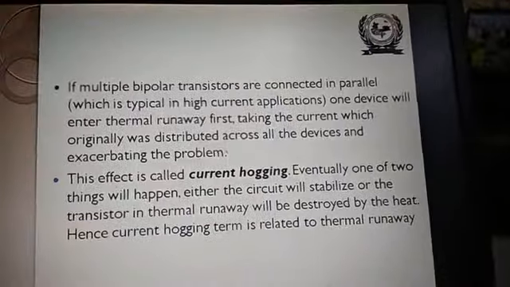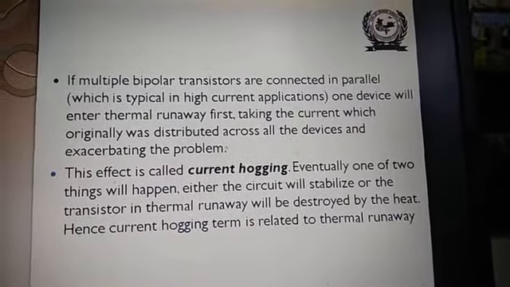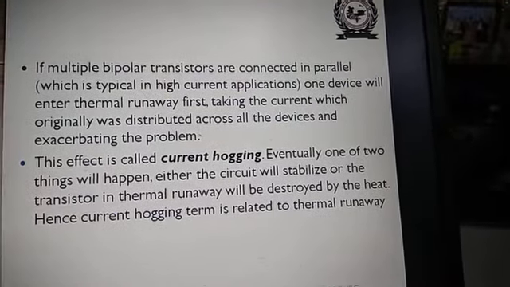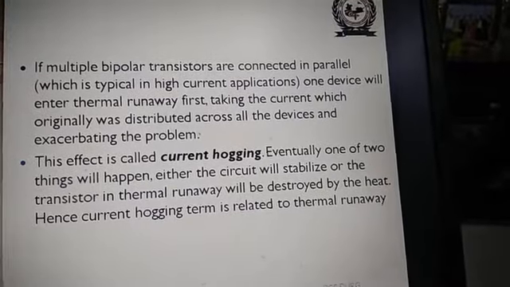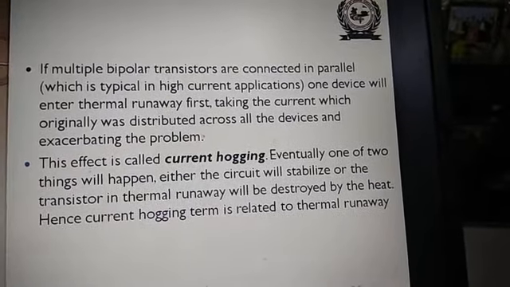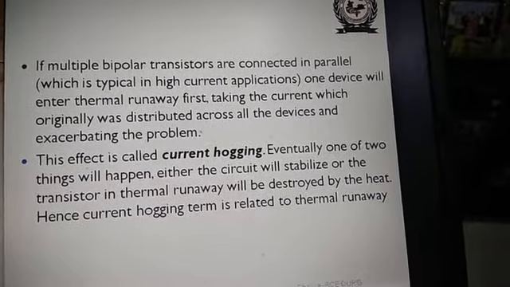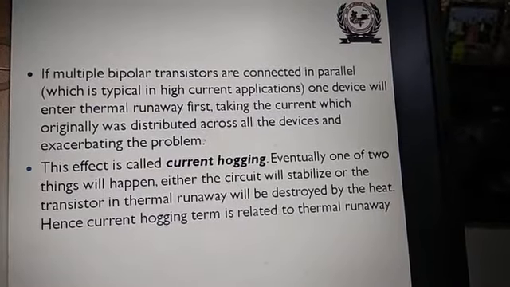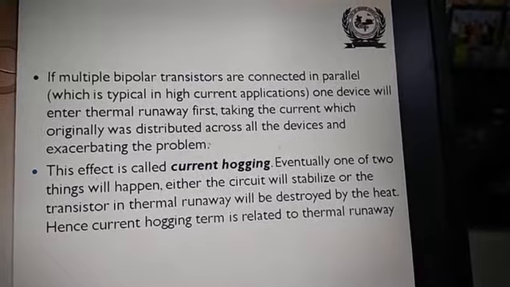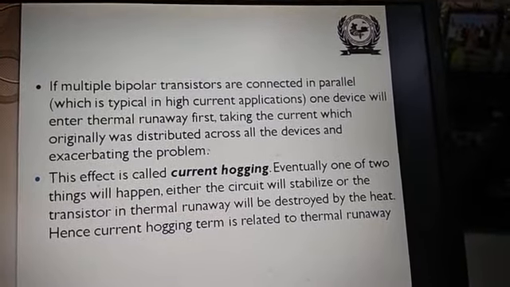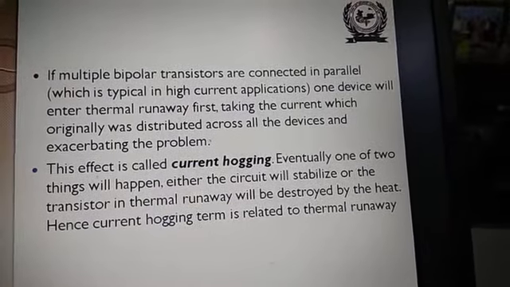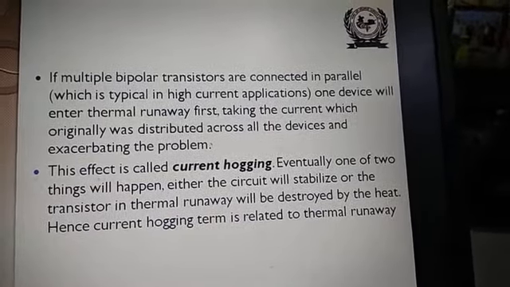So in short, I can tell what is thermal runaway. In thermal runaway, as the temperature increases, collector current will increase. And as the collector current increases, according to the equation of the transistors, ICO will increase. Or in another way you can say, as the temperature increases, the reverse saturation current ICO will be doubled for every 10 degree increase in temperature. And as the ICO increases, the collector current is also increased.